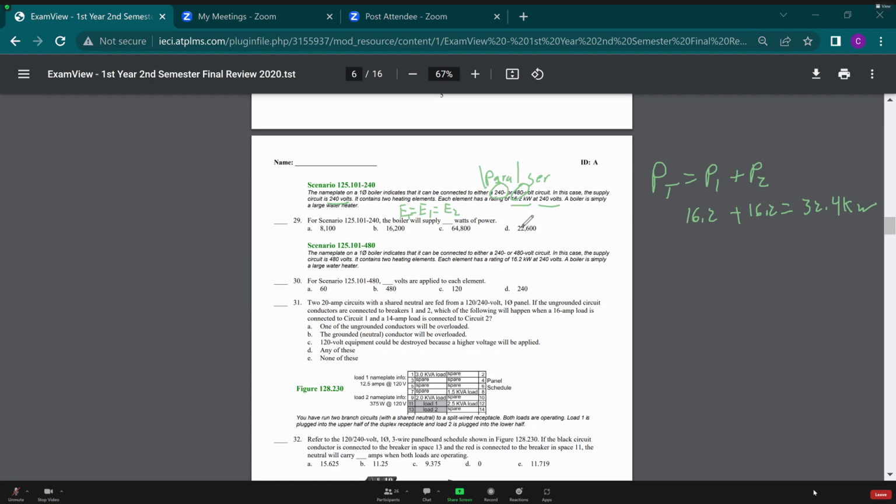Hold on. Why didn't it say that? Did I add something wrong? No, we were told that there was no answer. They messed this one up, so it's 32,400. No answer. Okay.